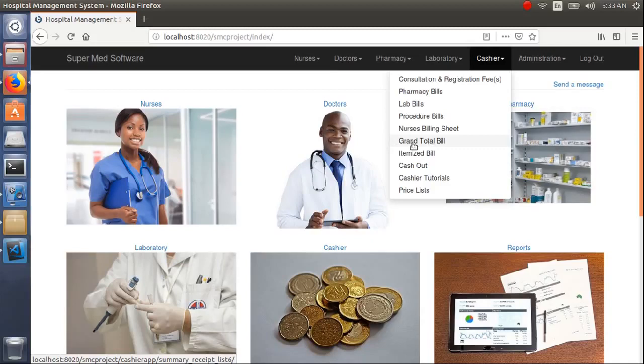There's the grand total bill. The grand total bill is a summation of all the other bills. That's the pharmacy bill, the lab bill, the procedure bill, the nurse's billing sheet. It's all in the grand total bill. So if you don't want to go through the whole thing one by one, paying for the pharmacy bill, paying for the lab bill, doing the procedure bill and the billing sheet, then you can come straight to the grand total bill, where all the bills of the patient would have been put together, except for the consultation and registration fees, which they would have paid before even seeing the doctor. So everything else is included in the grand total bill.